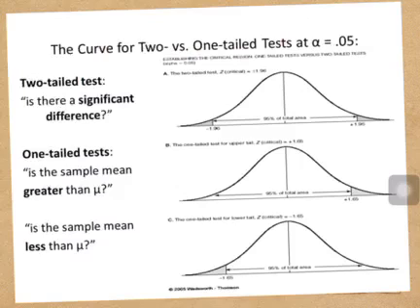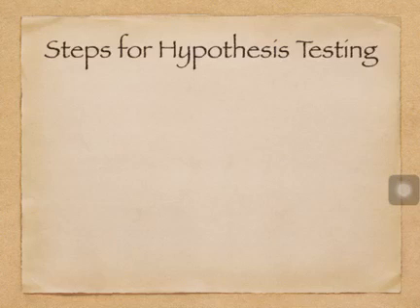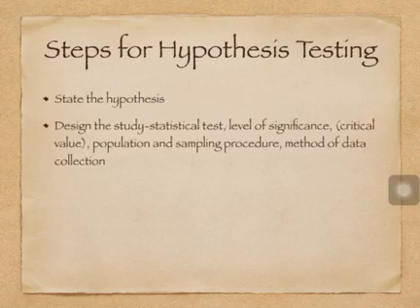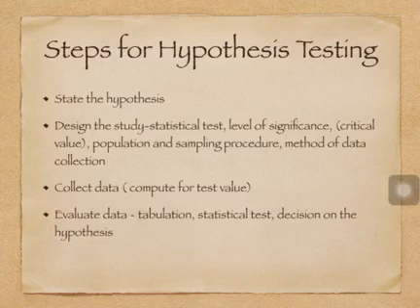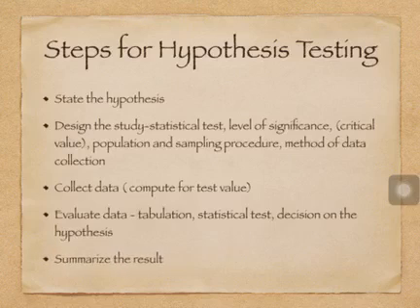So, with this in mind, we go to the steps of hypothesis testing. We have the following. First, we state the hypothesis. Then we design the study, which includes the statistical test, the level of significance, or the critical value if we talk about the traditional way, population and sampling procedure, and method of data collection. Then we collect the data and we compute the test value. We evaluate the data using tabulation, statistical test, and decision on the hypothesis. When you say decision on the hypothesis, that's when you say we reject or we do not reject. And the last is to summarize the result.